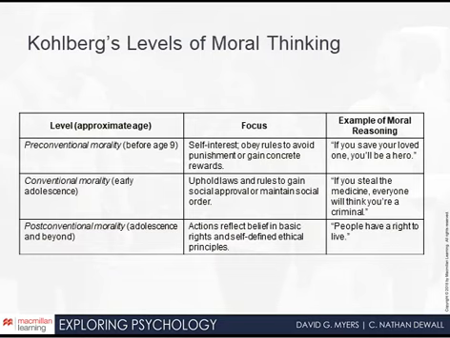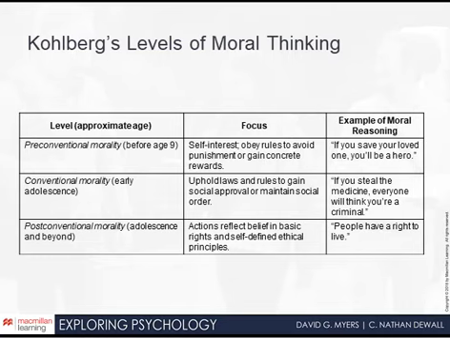So, in Kohlberg's levels of moral thinking, we have pre-conventional, conventional, and post-conventional. The pre-conventional usually happens before you're age 9. The focus there is self-interest. Morality is based on self-interest. We obey rules to avoid punishment and gain concrete rewards. So morality is being demonstrated because they're just trying to avoid being punished and gain rewards. The example here is, if you save your loved one, you'll be a hero. So you'll be in the newspaper, your picture will be there, you're a hero. That's why. Nothing higher than that, nothing more highfalutin than that, just I'm a hero now.